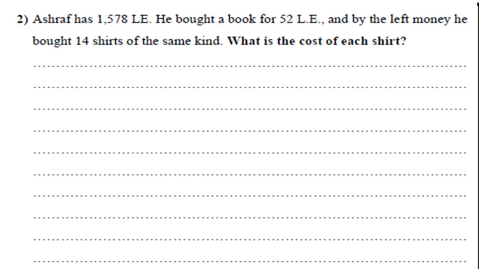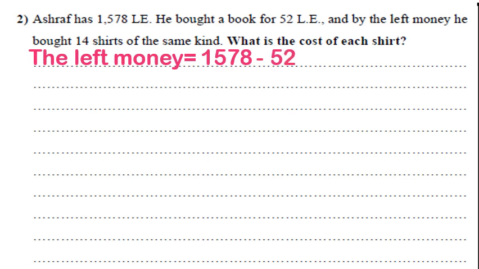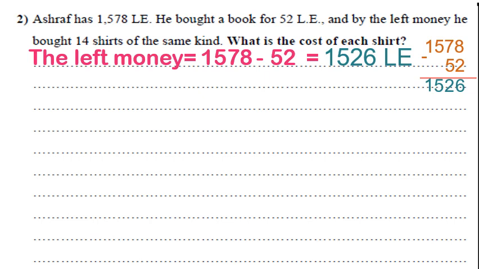First of all, I'm going to write the money left here: 1,578 minus the price of the book, 52. So let's write it in a draft. 1,578 minus 52. 8 minus 2 equals 6, and 7 minus 5 equals 2, and drop 5 and 1. So the money left with him is 1,526 LE.